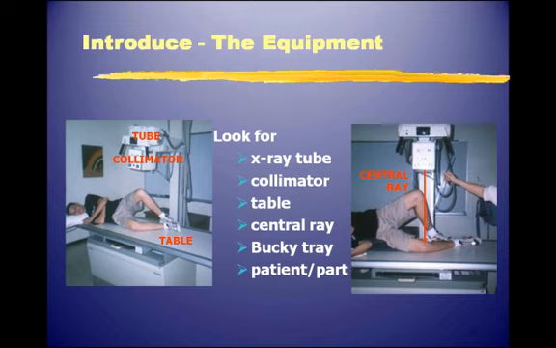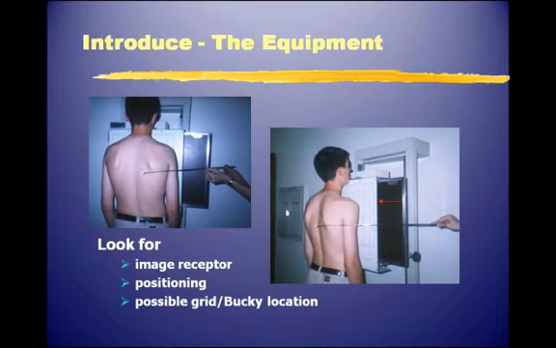And the Bucky tray, the central ray goes through the part, and the Bucky tray is underneath the table. That's where a cassette in a cassette-based system would be inserted. So the central ray is invisible, comes out of the X-ray tube, goes through the part, and then strikes the image receptor, which is in the tray underneath the grid, and we call that tray the Bucky. Now we're going to look for, in this image on the left, the image receptor.